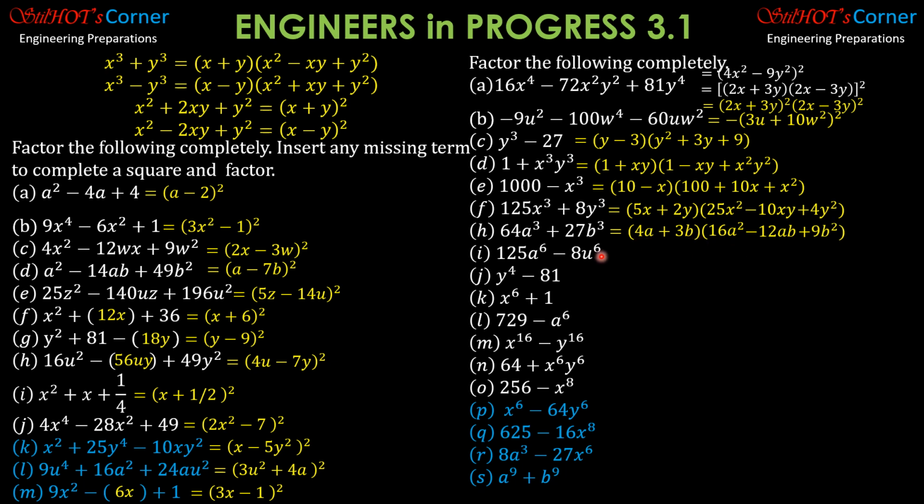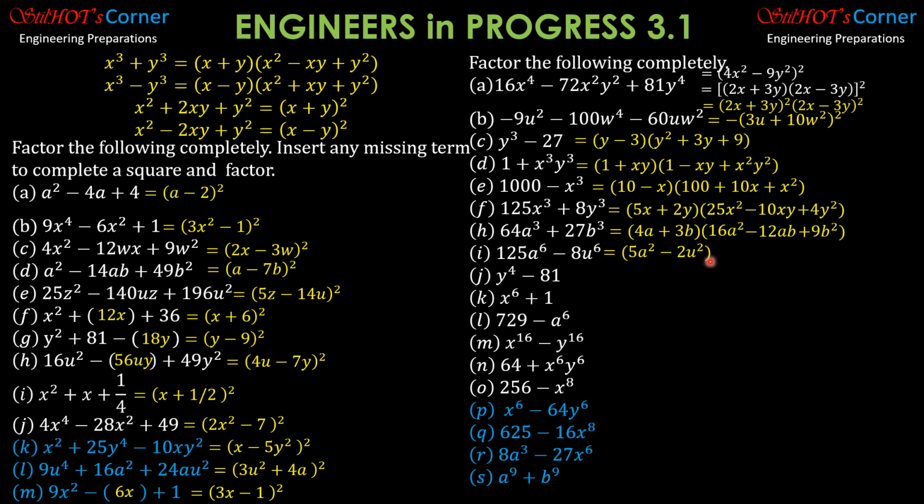This one is a difference of 2 cubes. So (5a²)³ minus (2u²)³. The binomial factor would be 5a² minus 2u².